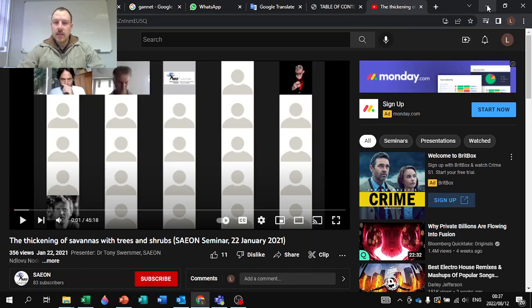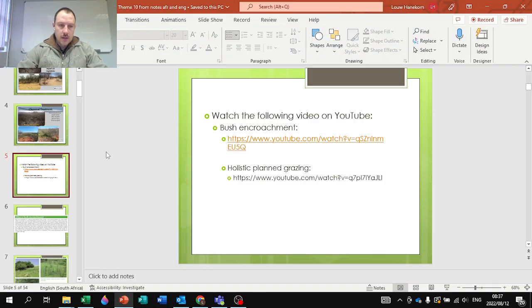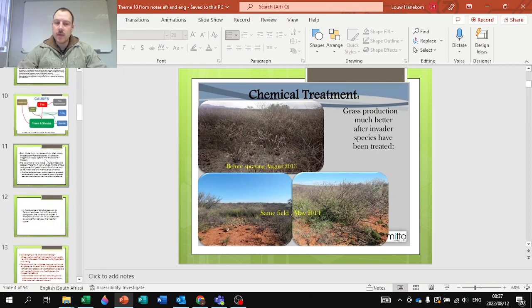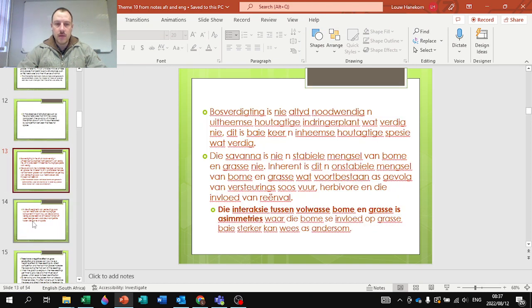So obviously it's quite an important aspect within the veld, and that is to take account of bush encroachment and the prevalence thereof. Bush encroachment in Afrikaans is bosverdigting. You can obviously follow within the notes. You'll see on the presentations that there's a bit of Afrikaans as well.